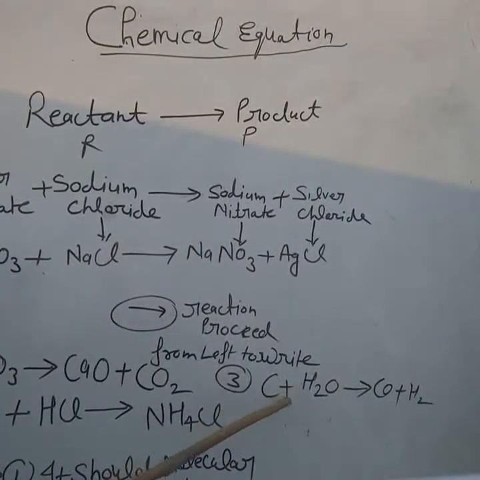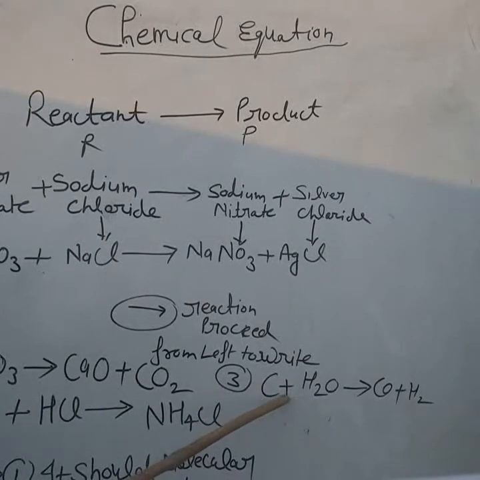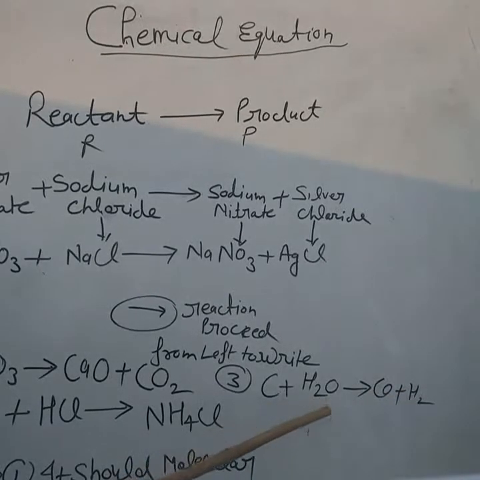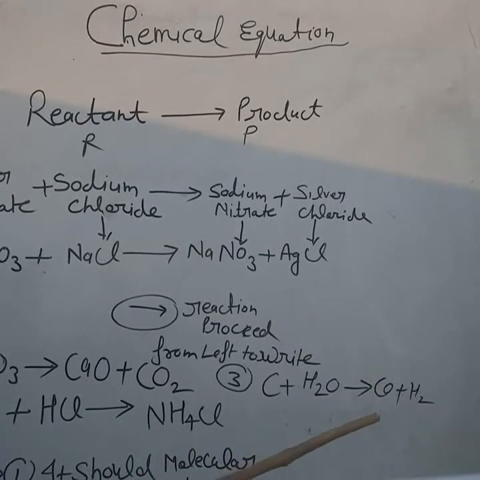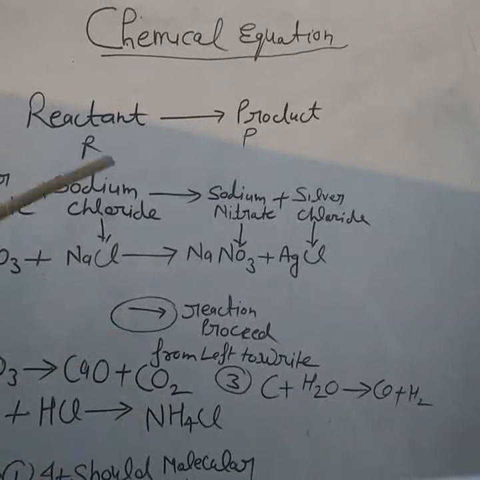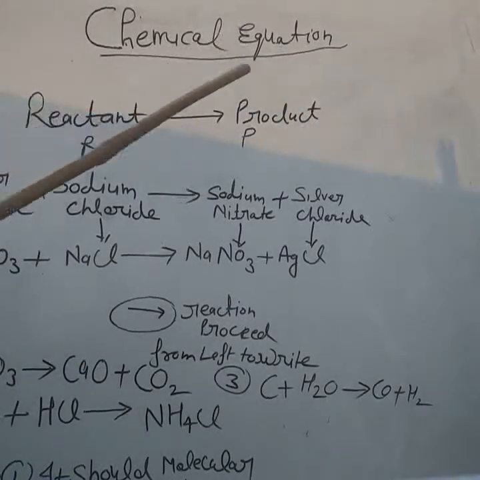The next example is two reactants giving two products. Carbon reacts with water and gives carbon monoxide plus hydrogen. This is a reaction of two reactants giving two products. These are all examples of chemical equations.